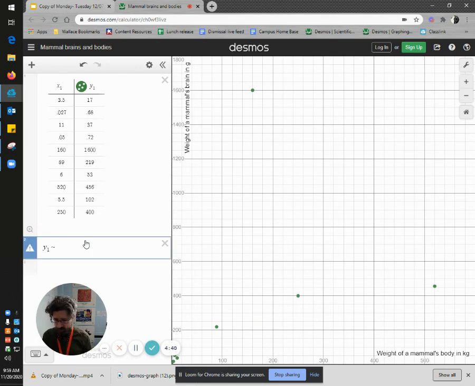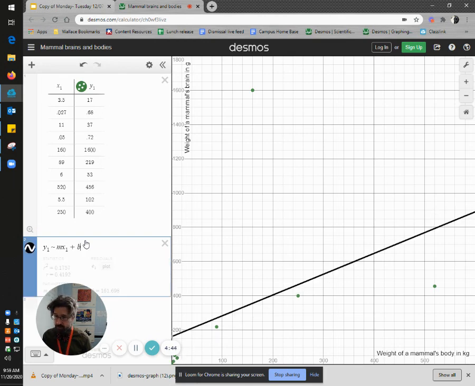Now I just type in mx1 plus b, because that looks like my slope-intercept form of an equation, so it's going to estimate the line. Now I want you to notice that my dots are pretty far away from my line now. And that's because I have this point way up here. Dolphins are not like any of the other animals that were on the list.